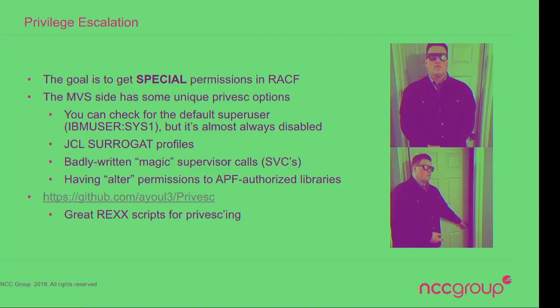There are JCL surrogate profiles, which let you submit jobs as another user. So maybe the sysprog's tired of being bugged by some user to submit a job for him with these special permissions. So he's like, fine, I'll do a surrogate, so you can always submit this job as me. Well, obviously, if the person you can submit as has elevated permissions, you can exploit that to change your own permissions, give yourself a shell as that person, etc.